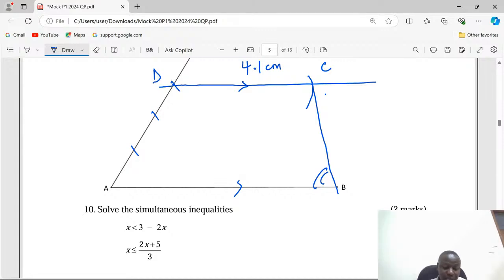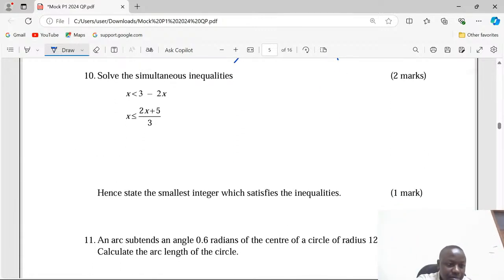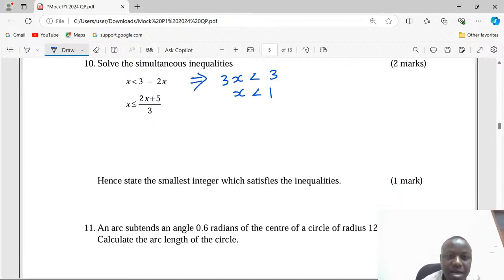Let's continue learning together. We are now in number 10 and we are still continuing. Solve the simultaneous inequalities. The first inequality can be made simple by taking negative 2x to the left hand side, whereby negative 2 becomes positive. So x plus 2x, 3x is less than 3, so x is less than 1 when you divide through by 3.